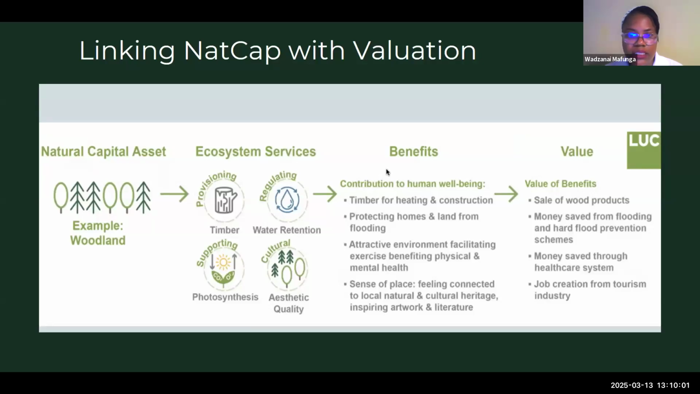So in this slide, this is an overview of the link between a natural capital asset and how it gets to be valued. So first, for example, if we have a woodland, it will provide different ecosystem services: provisioning services, the timber, regulatory services, supporting services, and cultural services. And humans benefit from these ecosystem services. They get timber, and it can be an attractive environment, facilitating exercise and so forth. And then when we do valuation, we value those benefits.